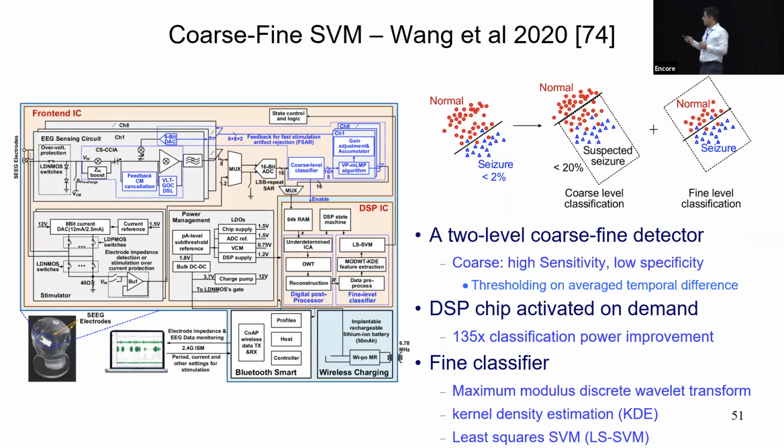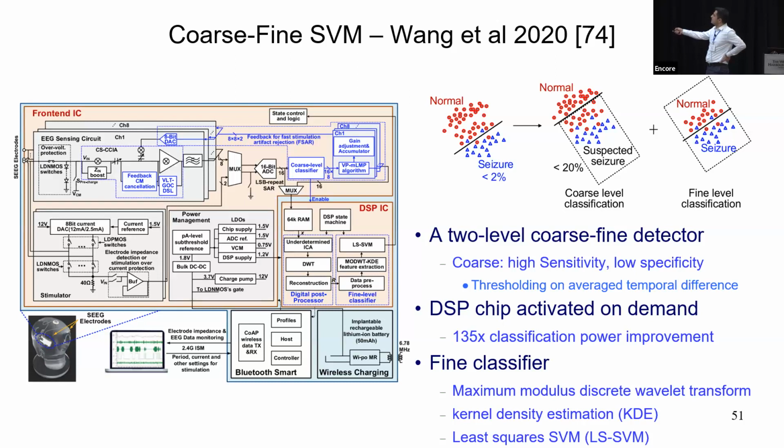This is another work, again motivated by this hardware cost of nonlinear SVMs. It's from 2020. The authors here tried to use two different chips and do a coarse-fine SVM implementation. In the main chip, they have blocks for recording and stimulation, and they have this coarse classifier, which is a basic thresholding classifier working on the average temporal difference of the input signal, or the line length feature.